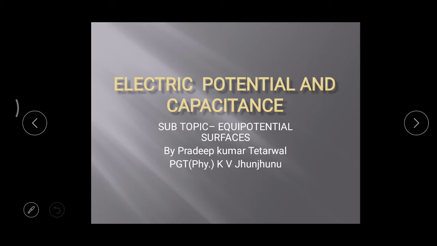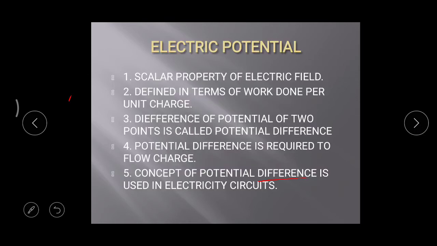So before going to equipotential surfaces, we need to revise some points about electric potential, which is the property of electric field, and it represents the strength of electric field. Electric potential is a scalar quantity, and it is defined by the work done in bringing a unit positive charge from infinite to a point in electric field.